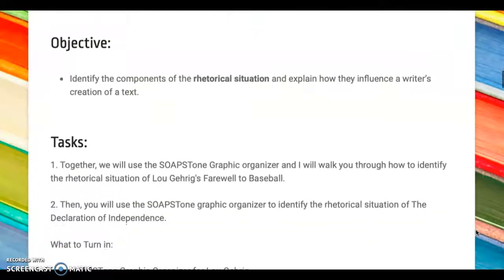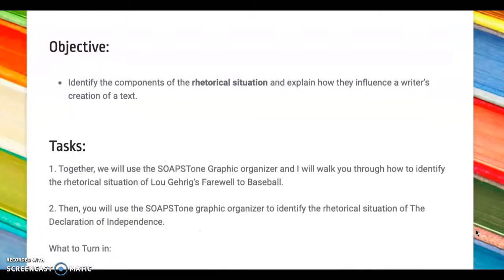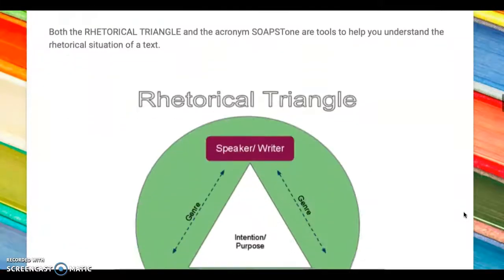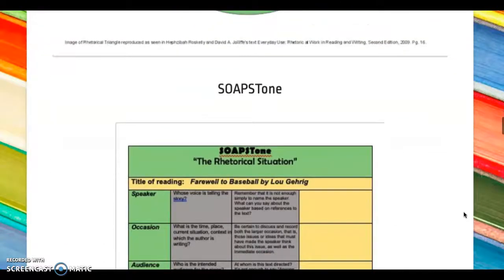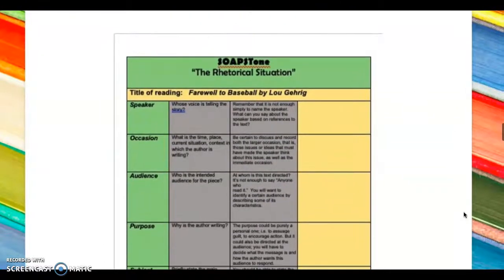Our objective in this lesson is to simply identify the components of the rhetorical situation and explain how they influence a writer's creation of a text. So we're going to do this in a couple of ways. First thing that we're going to do is we're going to use a cool little trick called SOAPSTone. And I'm going to show you the SOAPSTone graphic organizer. This is this guy right here.